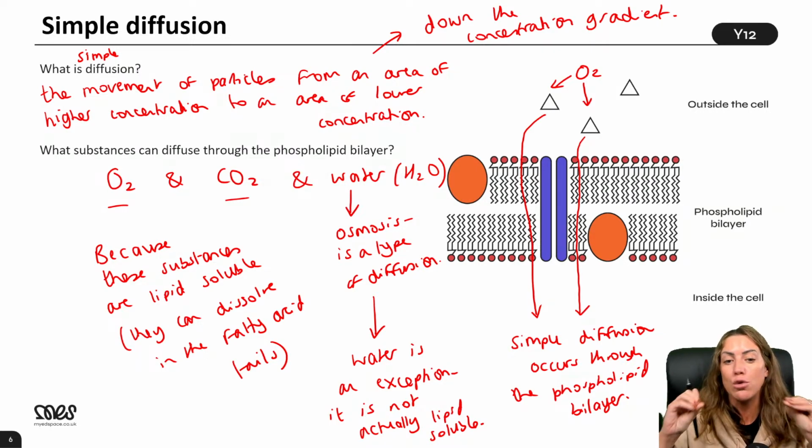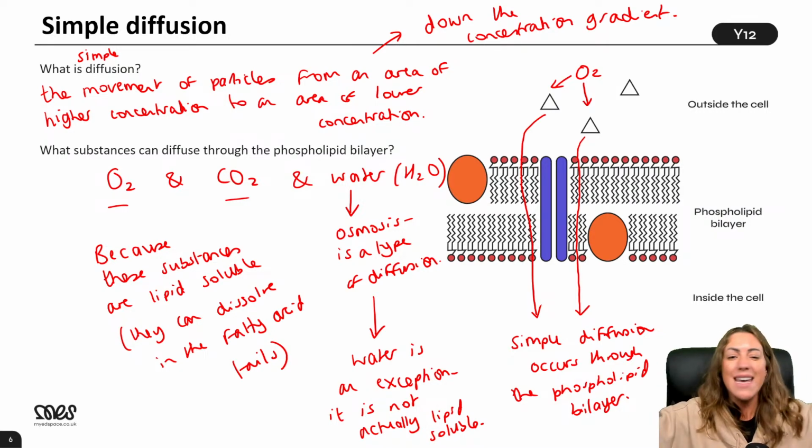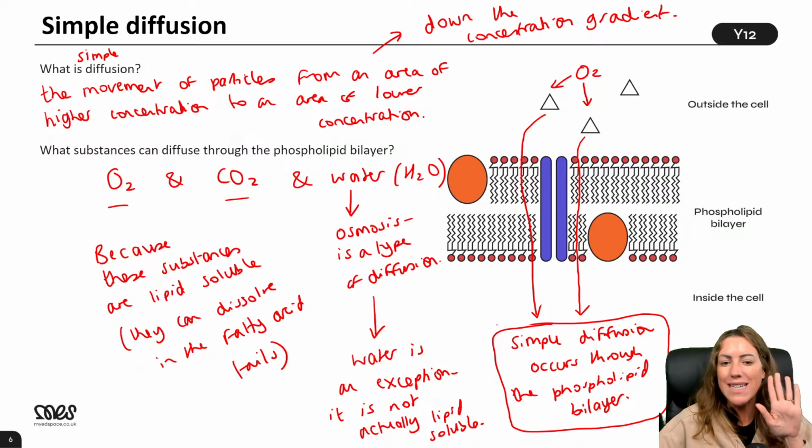Because water is so small, it can simply diffuse, okay? It is so small that even though the water is not lipid soluble and it doesn't mix well with lipids, it can get through the phospholipid bilayer by simple diffusion, okay? And then oxygen and carbon dioxide, they are really small, they are lipid soluble, they can simply diffuse through the phospholipid bilayer. Okay, but water is an odd one.